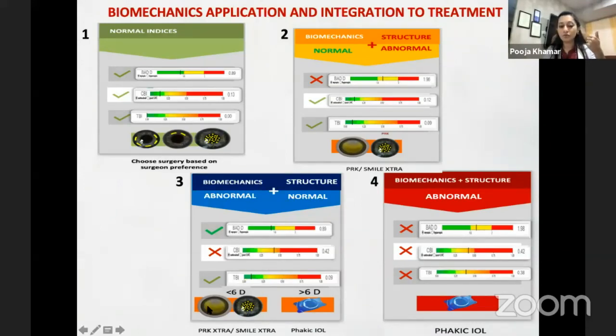So here you would do a PRK or a SMILE extra or a phakic-IOL, depending on the refractive error you have. And if everything is suspicious, you go ahead and do a phakic-IOL. So basically, the idea of the tomography and the biomechanics is not to scare you or reduce your practice. With just this simple nomogram and all your indices, you can segregate your patients into the category they fall in and which procedure would be best for your patient.